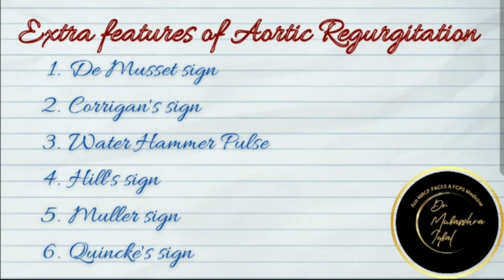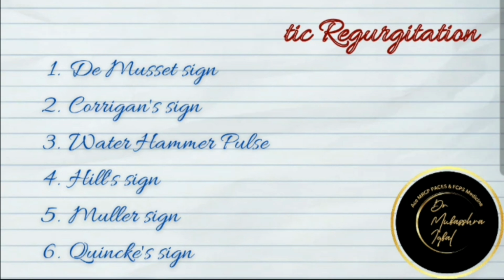Water hammer pulse, which is also known as bounding pulse or collapsing pulse. There are certain other signs like Hill's sign, Müller's sign, Quincke's sign, pistol shot murmur, and Duroziez's sign, which are seen in aortic regurgitation.